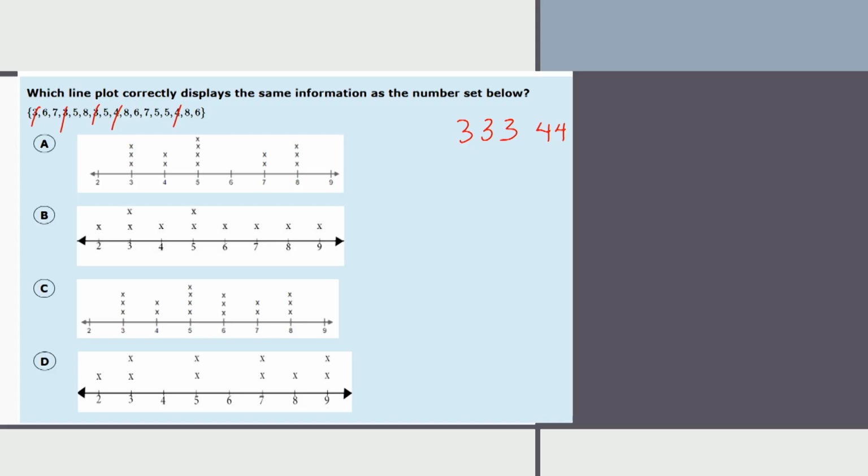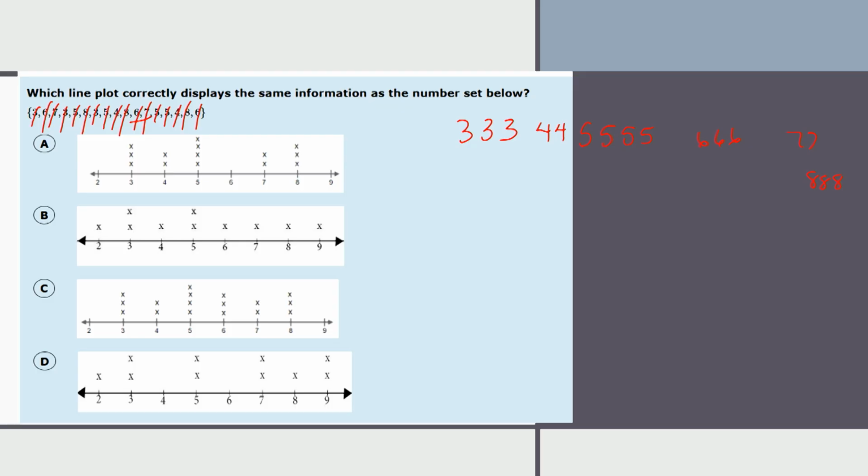Do I have any 5s? I have 1, 2, 3, 4. Do I have any 6s? 1, 2, 3. Let's see, what about my 7s? I have 1, 2. And do I have any 8s? 1, 2, 3.